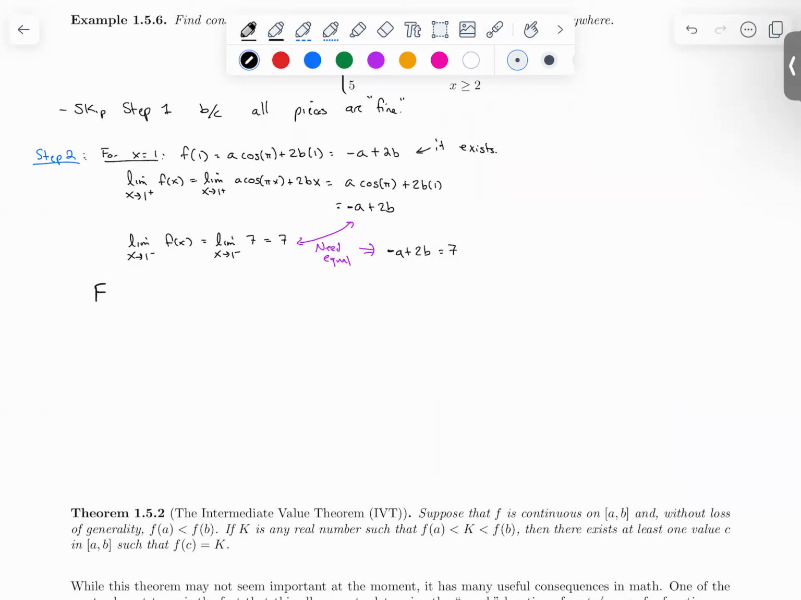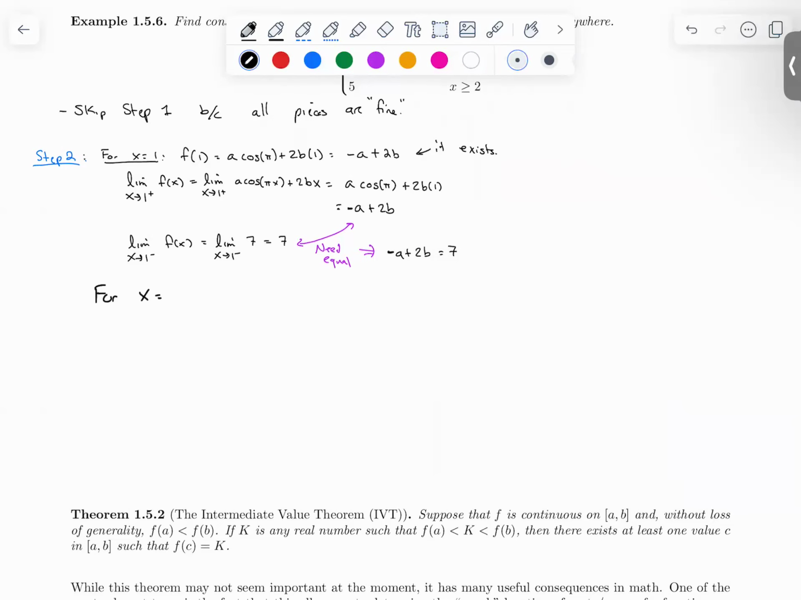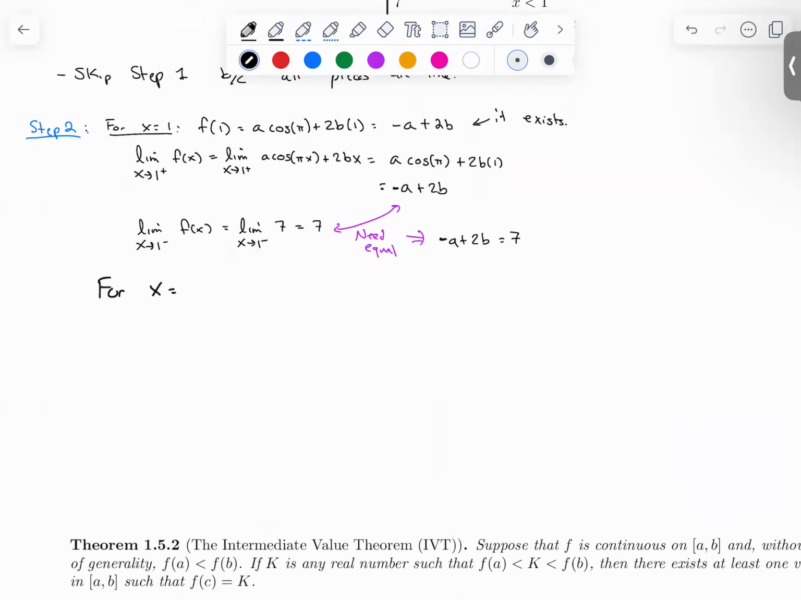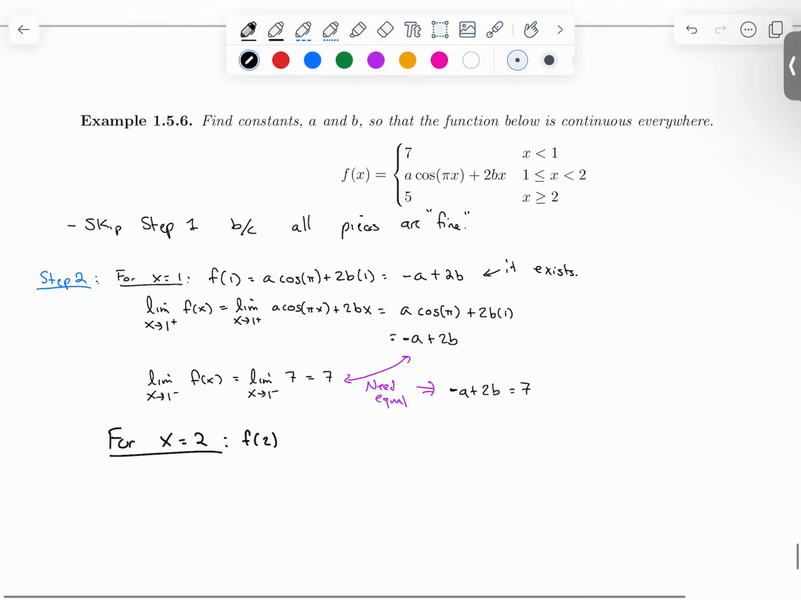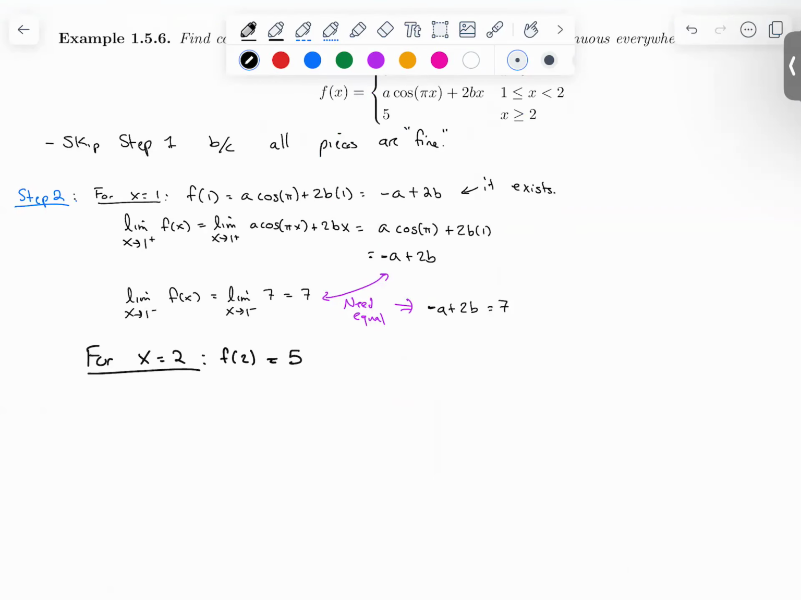Okay. For x equals, what was the other dividing value? 2. For x equals 2, f of 2 is going to be equal to 5, so it exists. And then we'll check the limit as x approaches 2 from the right. Just to save on time, that will be the bottom function. So you can just write the limit as x approaches 2 from the right of 5, which will equal 5.